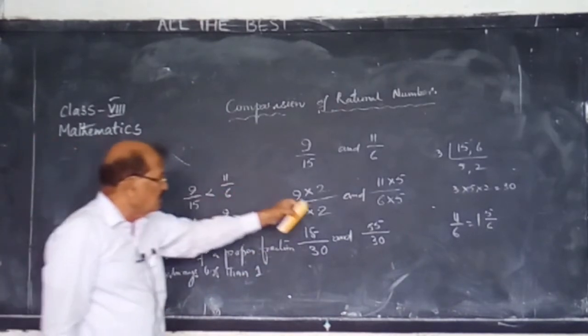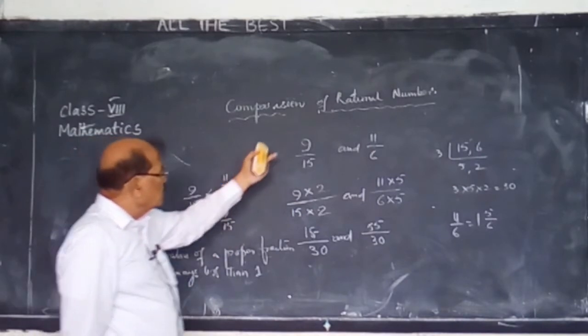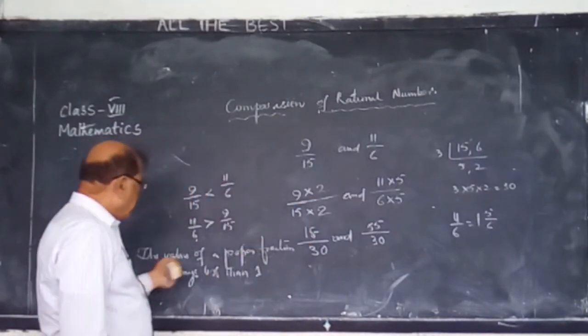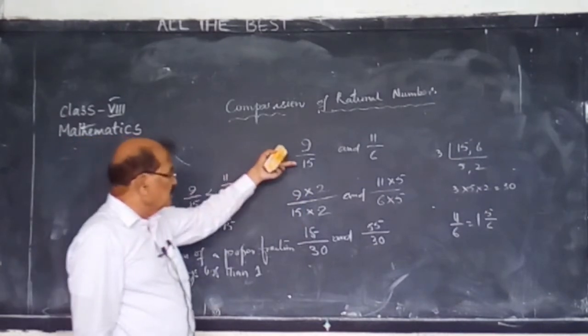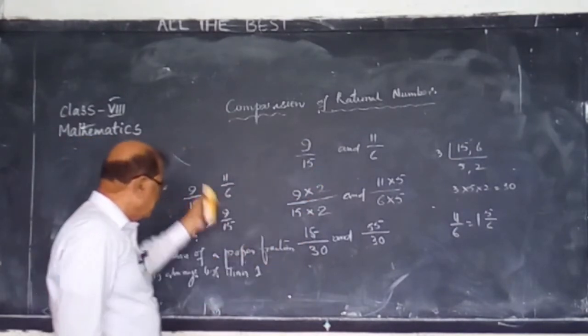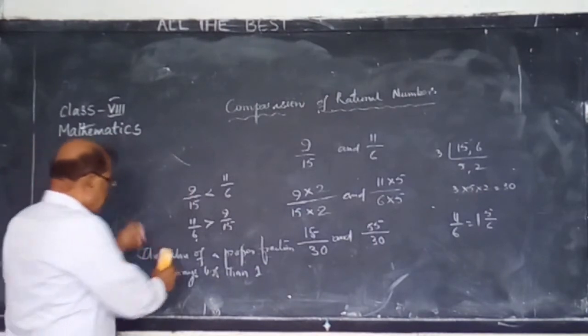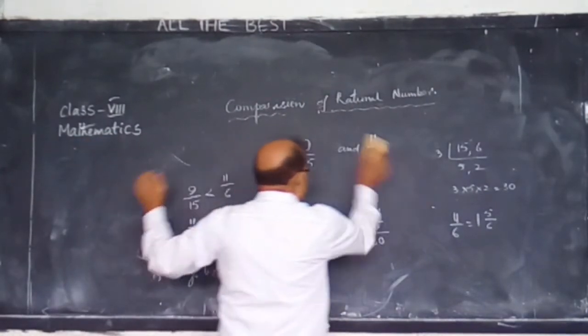Instead of making the denominators equal. But whenever there are two proper fractions, we will do this. Whenever there are two improper fractions, we need to do this. This procedure will be adopted. And let us see another example.